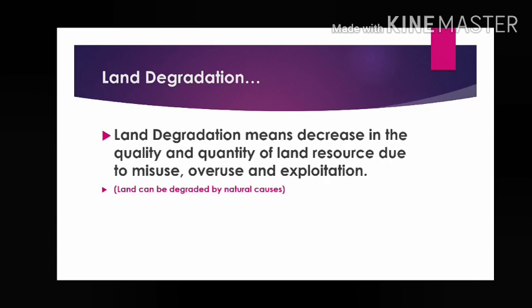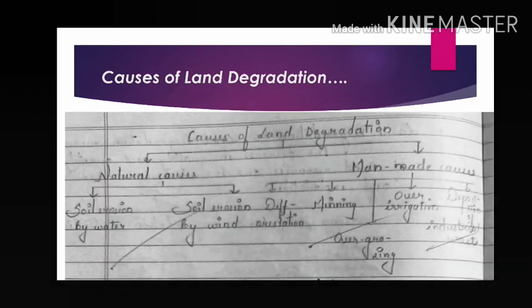Another important thing, land is not only degraded by human beings, sometimes it is also degraded by nature. Let us see the causes of land degradation. There are two causes, natural causes and man-made causes. Natural causes are those caused by nature. Mainly erosion. Erosion means soil erosion. When soil is eroded, the upper layer of the soil is washed away or removed by water or wind. That is called soil erosion.